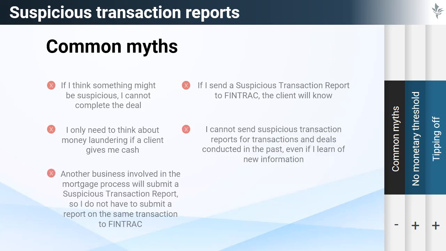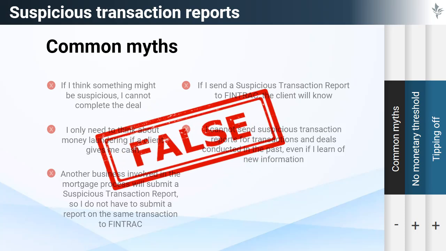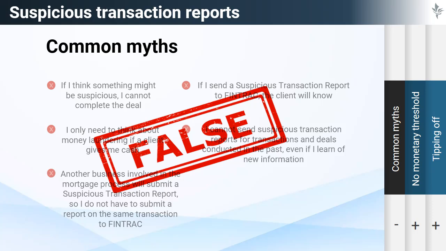Myth number 5. I believe there is a suspicious transaction, but I don't need to submit a report to FINTRAC because another business involved in the mortgage process will be submitting a report to FINTRAC on this same transaction. This is false. Once you have completed measures that enable you to establish that there are reasonable grounds to suspect that the transaction or attempted transaction is related to the commission of a money laundering offense or terrorist activity financing offense, you must submit a suspicious transaction report to FINTRAC as soon as practicable.